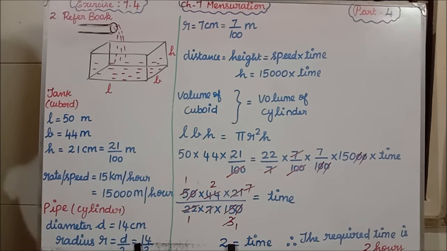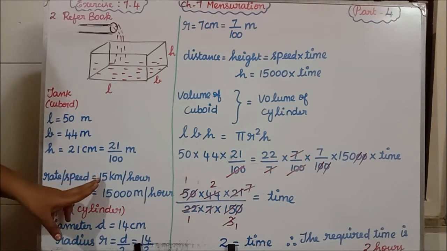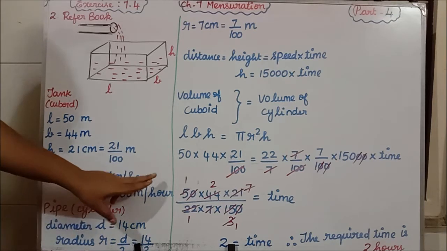Clear students, all of you? For a cuboid we need three measurements. What are they? Length, breadth, height. We got that now. And in the question they were saying the water is flowing at the rate of how much? 15 kilometer per hour. So which means the speed of the water, how it is flowing, it is taking 15 kilometer per hour.